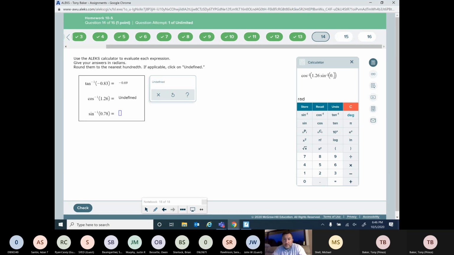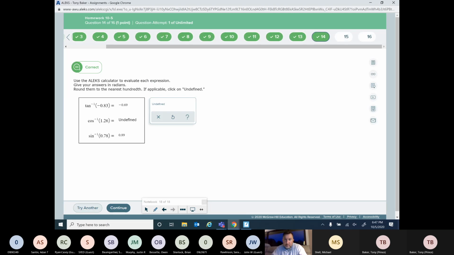And then we do sine inverse of 0.78. And that gives me 0.89. So just make sure to read in the problem what it's asking you to determine, if it's either radians or degrees.